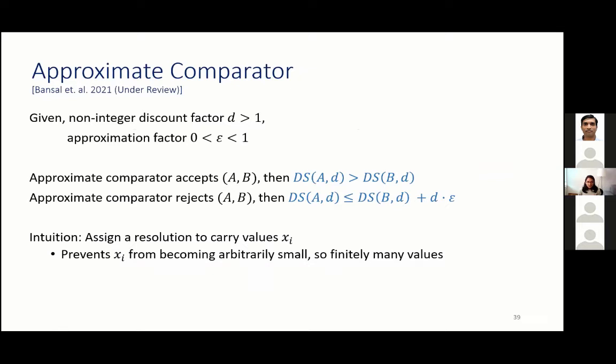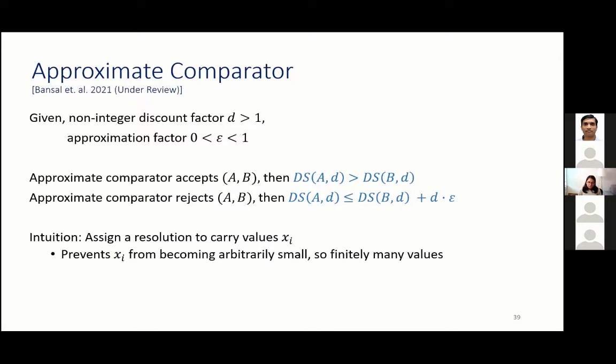So the way we define an approximate comparator is that when the discount factor is not an integer, then we can take an approximation factor of our choice, a small approximation factor. We say that if the comparator automaton accepts a sequence A, B, then the discounted sum of one would be greater than the other. But if it rejects, then it is going to reject it with some approximation error. So here the error is going to be d epsilon. And because the epsilon is really a user provided input, it can be made as small as one wants. And what we can show is that one can construct approximate comparators and ensure that those are non-deterministic Büchi automatas.